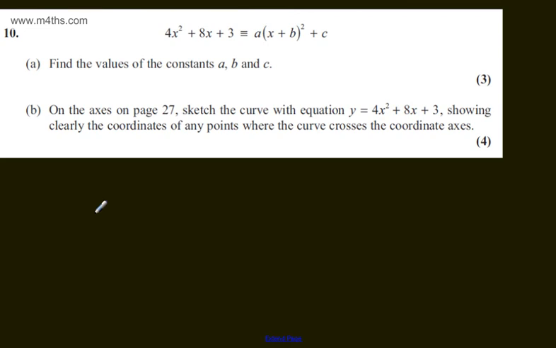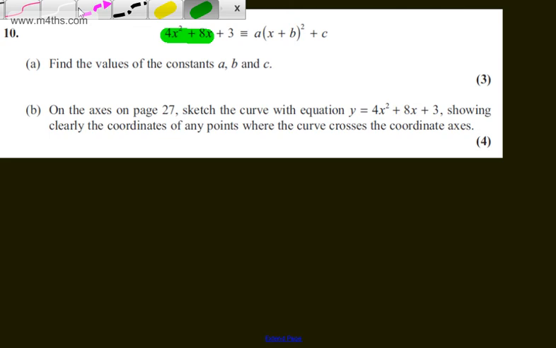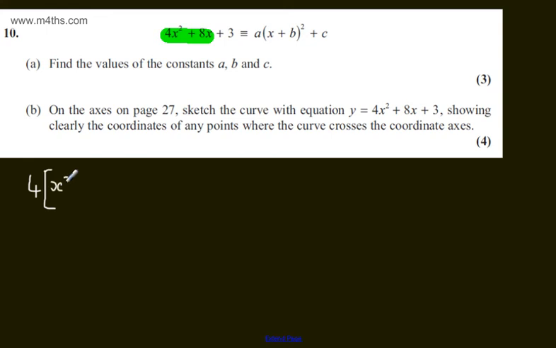We can only complete the square when the coefficient of the term in x squared is 1. What I'm going to do is take the first 2 terms and factor out 4. So what I'm going to have then is 4 multiplied by the quantity x squared plus 2x, and I'm going to leave the 3 outside the bracket. You can of course take the 3 in and divide it by 4.